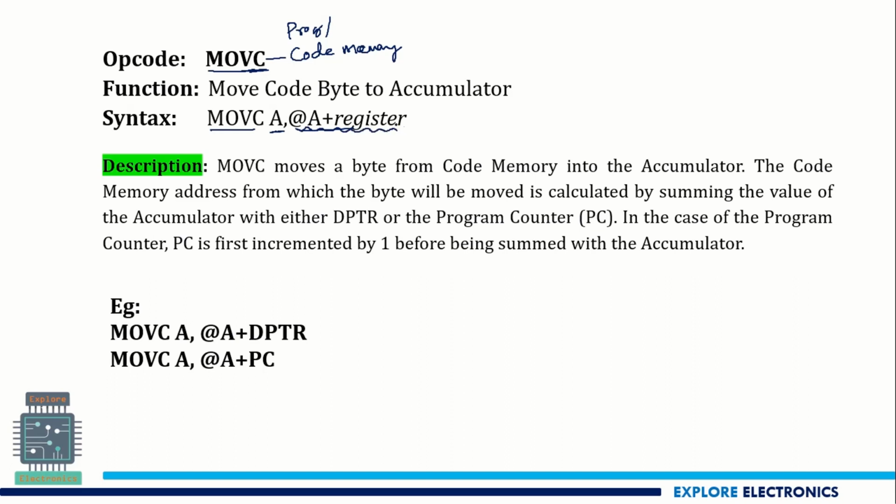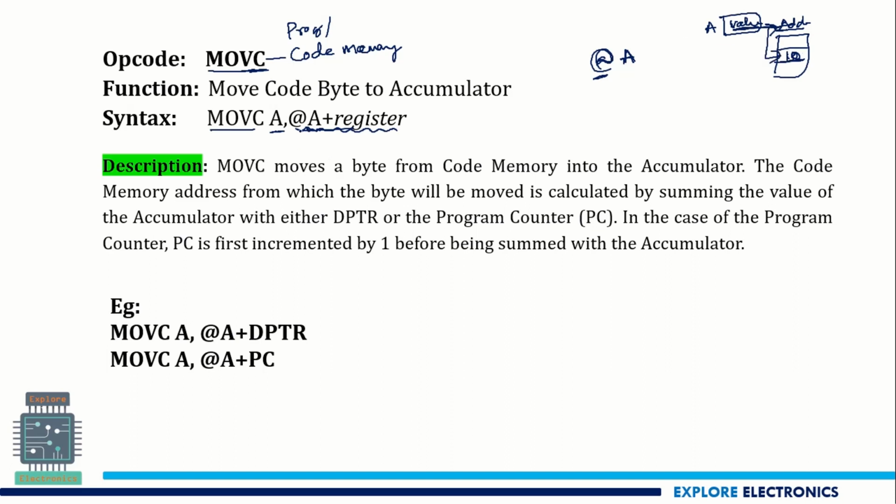Here the source will always be a register with the accumulator value. It means @A: A will have some value, and whatever value is there in the A register will be an address. That is what the at-the-rate symbol means. Suppose this address is located somewhere here. Within that we will have a value, and this address is pointing to the memory location like that.